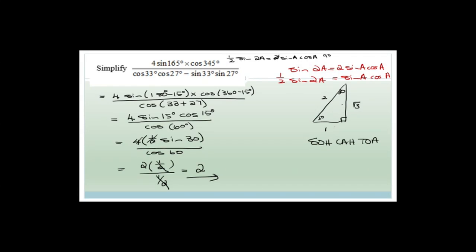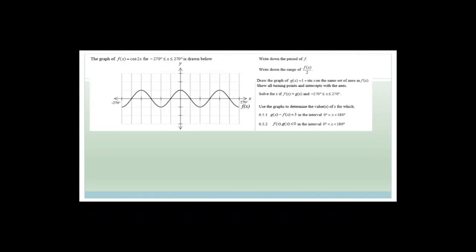Right, now let's move on to the next question. Okay, so this is a graph, okay? And the first thing we notice is it says cos 2x, which means that its period has shortened, okay? It also says that x is going from 270 to minus 270. Okay, so do you see that there is one whole graph there? I'm just going to show you something.